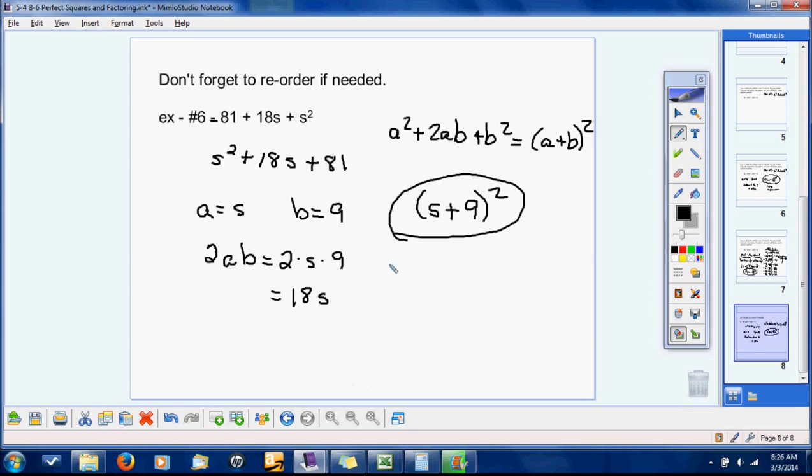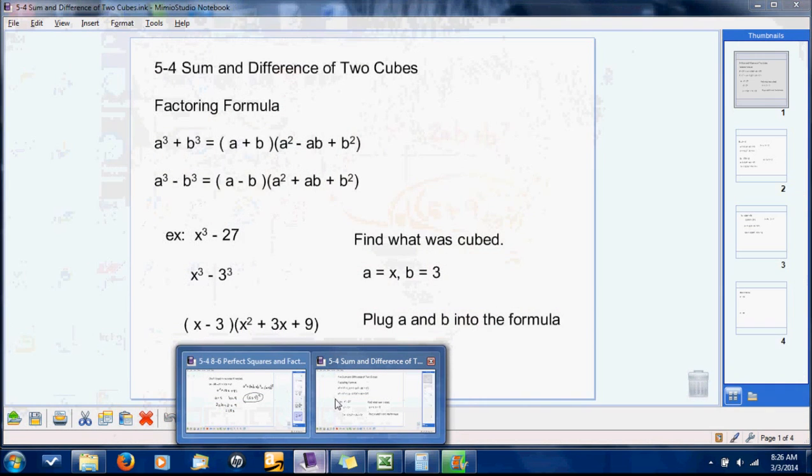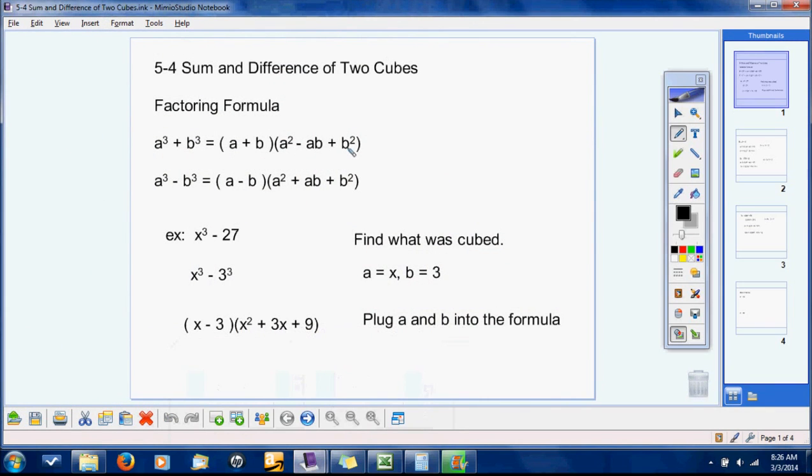Now, just two more new things to look at, and those are the sum and the difference of two cubes. Okay, now there is a factoring formula for these. If you have a cubed plus b cubed, and it is factored out, it comes out to be a plus b times a squared minus ab plus b squared. A cubed minus b cubed turns out to be a minus b times a squared plus ab plus b squared.